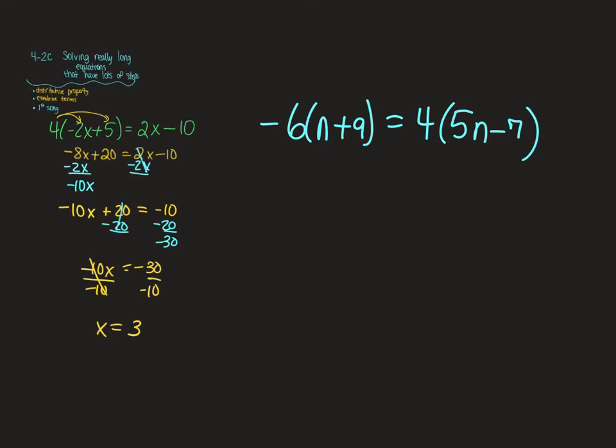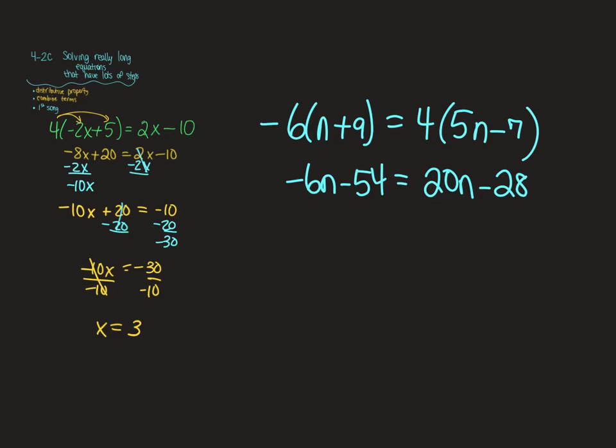Alright, look at this question. We've got distributive property on each side. So I need to distribute a negative 6 to this parentheses. I need to distribute the 4 to this parentheses. Then I'm ready to sing my song. You get a car, negative 6n minus 54. You get a car, 20n minus 28.